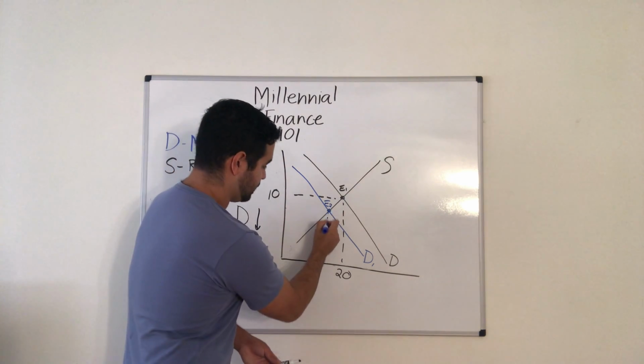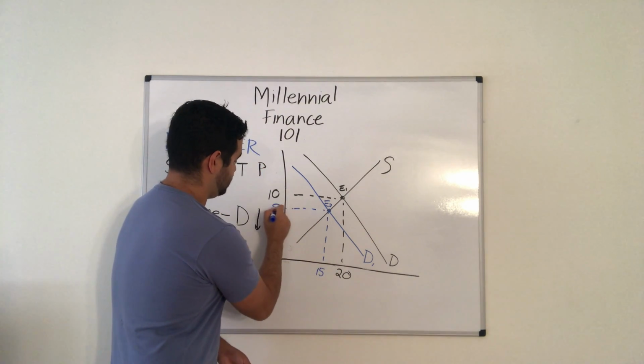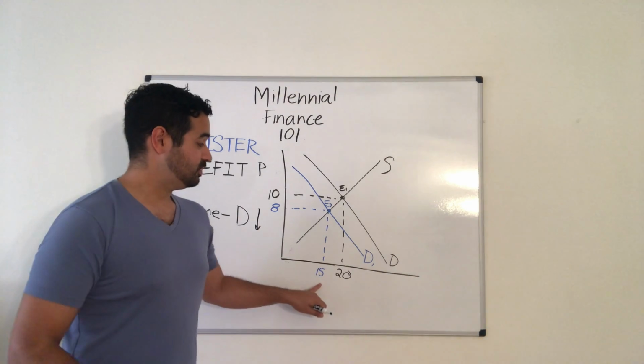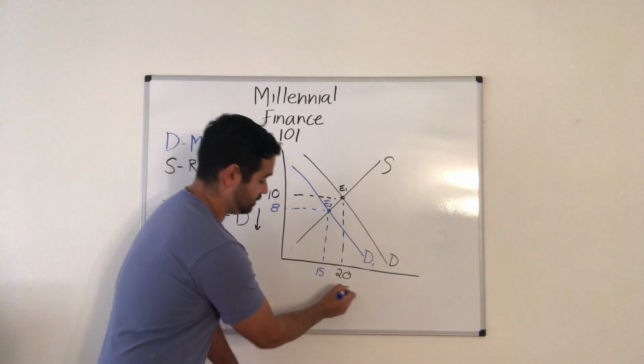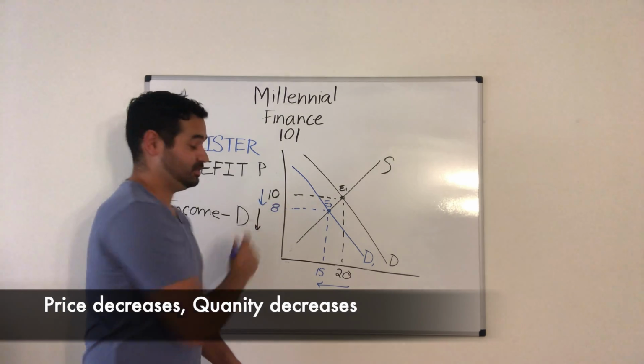So let's draw the corresponding price and quantity. We'll call this 15, and we'll call this 8. Again, the numbers don't matter, the direction is what matters. So we already could tell here that the change in quantity is actually going to be a decrease, and the change in price, also a decrease.